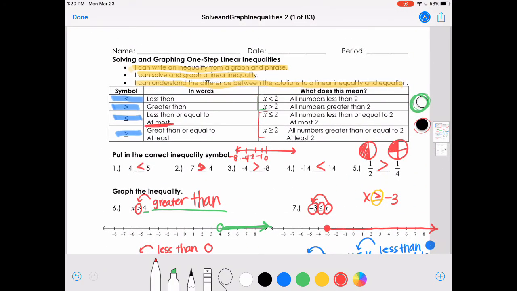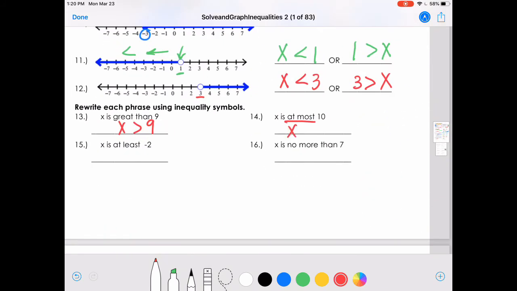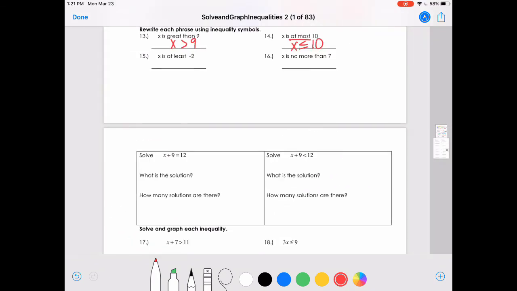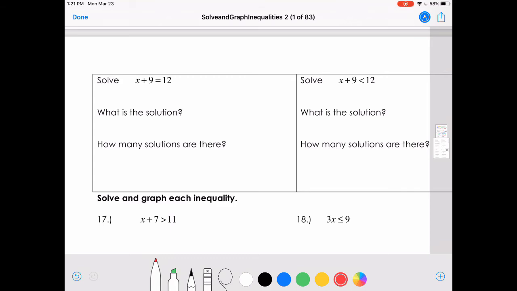Okay. For the next part, I just wanted to remind you guys to look up at the top if you're confused. You're just writing an inequality now based on a phrase. All right. And I ended up skipping some of those. The next problem set is at the bottom, okay?